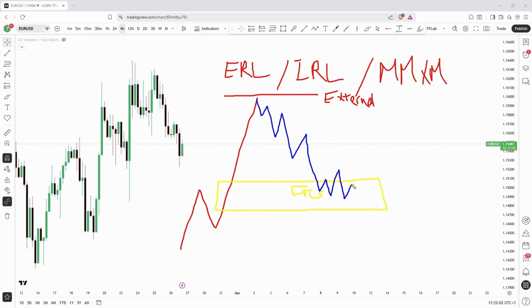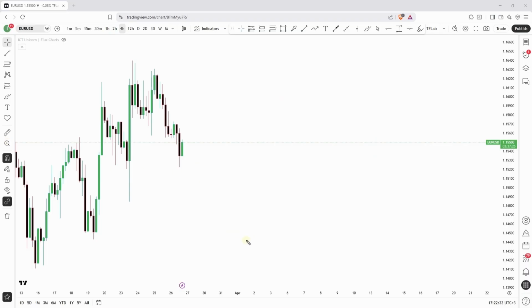Now, whether it fills it or just touches it and then moves again toward our external liquidity, in fact, this FVG, which is an internal one, gets hit, this is an internal liquidity, and then it moves toward our external liquidity. In reality, price movement is always from one external to an internal and from one external to another external.